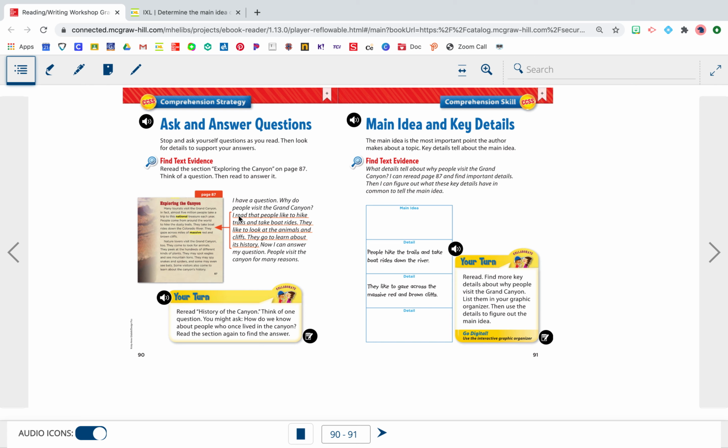Well, as you read, you notice that people like to hike trails and take boat rides. They like to look at the animals in the cliffs. They go to learn about its history. Now you can answer your question.